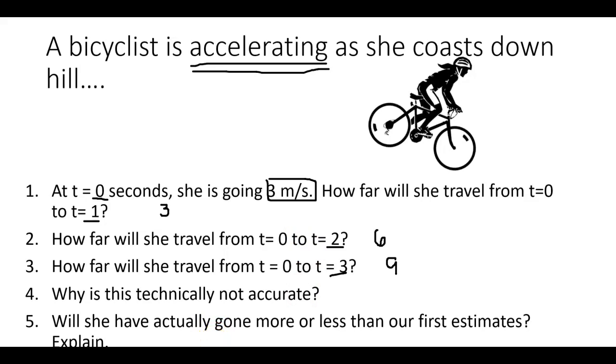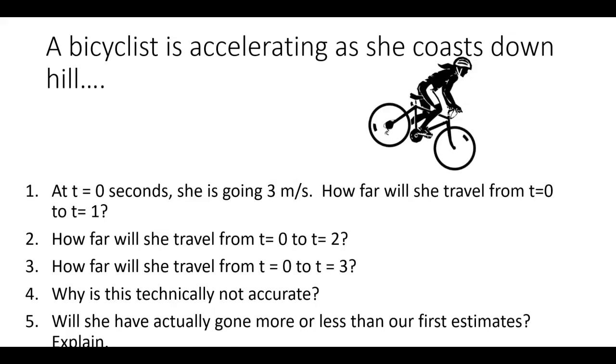So will she actually have ended up going more or less than our first estimates? And explain why. Well, she'll probably have gone more, right? Because since she's accelerating, she's going faster and faster, then on the time interval from 0 to 3, her speed overall is probably greater than 3 meters per second because her original speed was 3 meters per second. And over time, it's increasing. So by the time we get to 3 seconds, she's going faster. So her average speed is actually probably faster than 3. So she'll have traveled actually farther than 9. So that would be our explanation there.